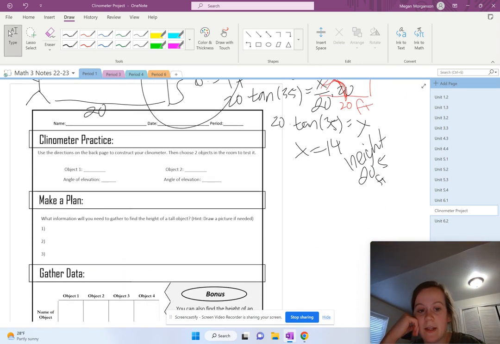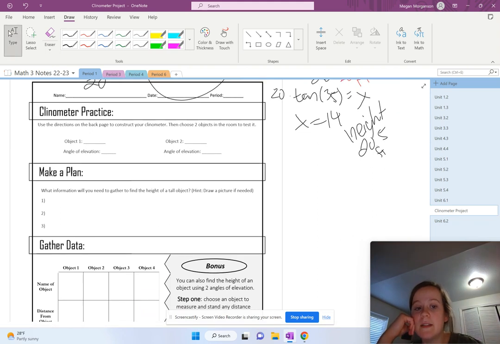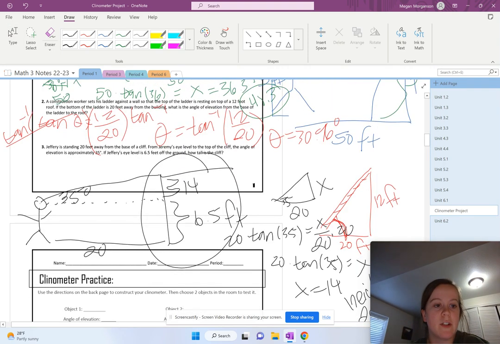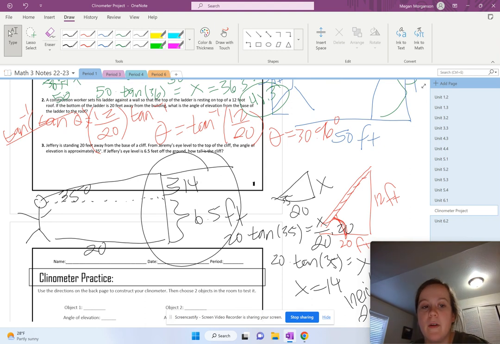Let me explain a little bit of how the lab is going to look. You are basically going to find the height of objects without actually measuring how tall they are. So you're going to start by picking a couple things in the room to test this out. Let's say you pick the projector, okay? The first thing you need to do is you need to figure out how far away from the projector you are. So just like in this question right here, Jeffrey knew he was standing 20 feet away from the base of the cliff. You need to do the same thing. So use your feet to try and measure this.